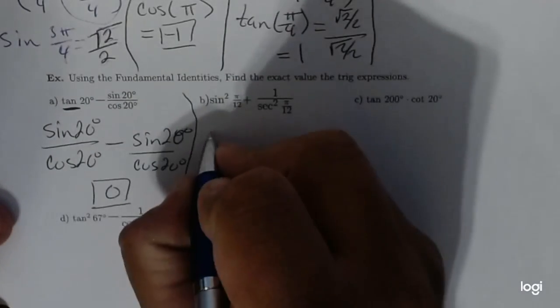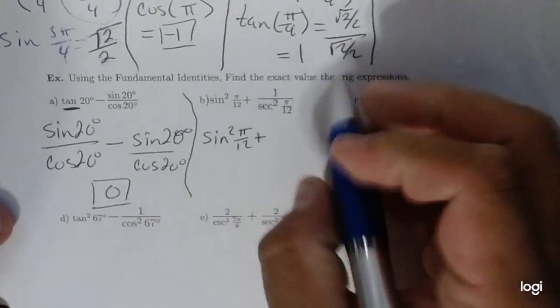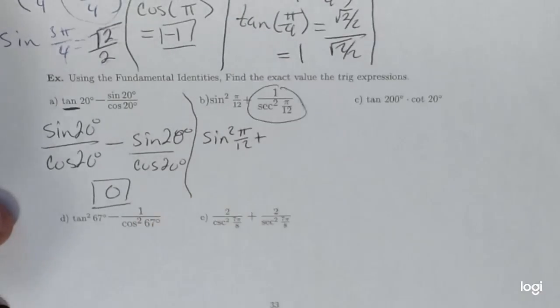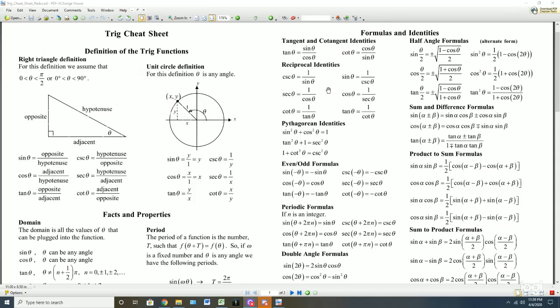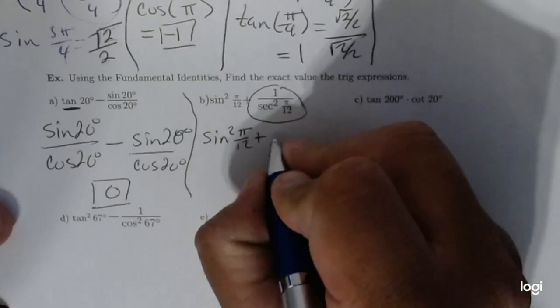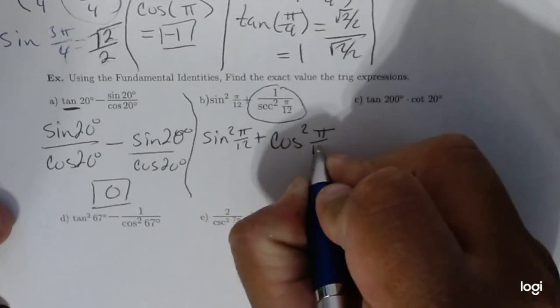All right, so this is sine square root of pi over 12 plus, now this is a trick question, right? What is 1 over secant squared? Well, if we go back, we know that secant is 1 over cosine. So if you square it, that's going to be 1 over cosine squared. And if it's 1 over this, it's actually reciprocal, which gives you cosine squared of pi over 12.